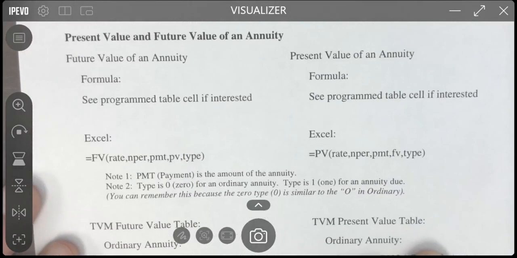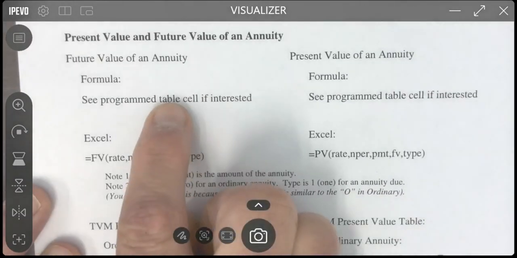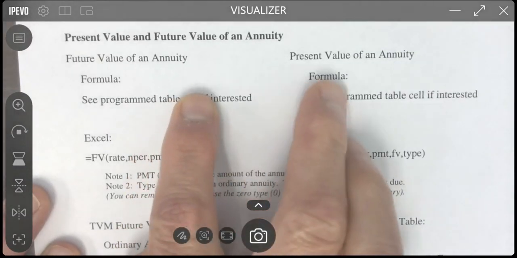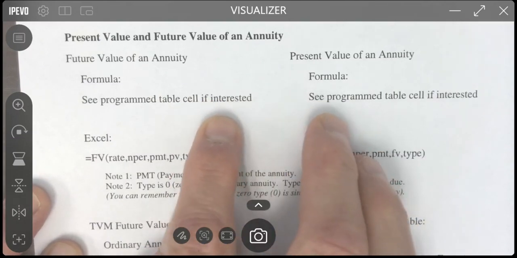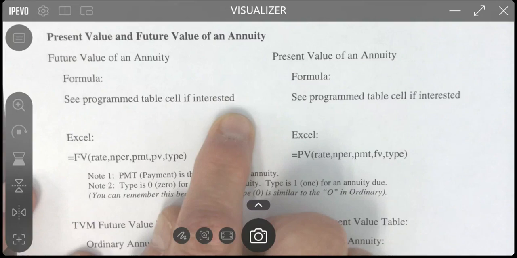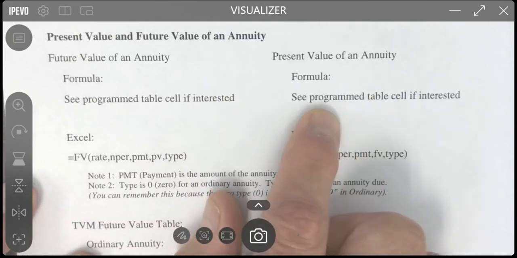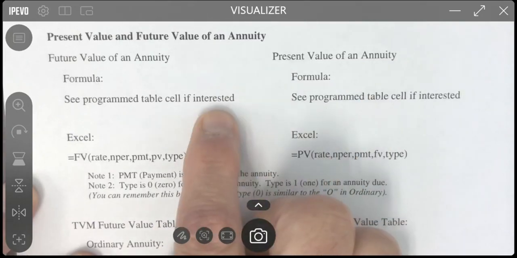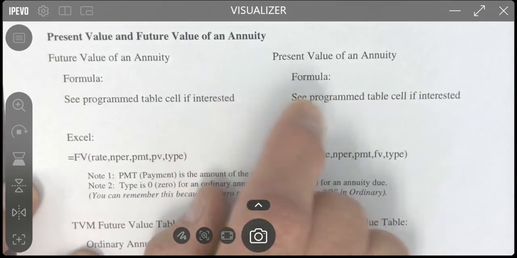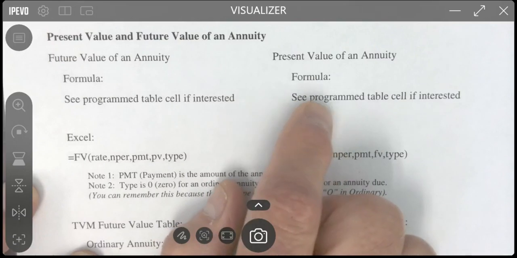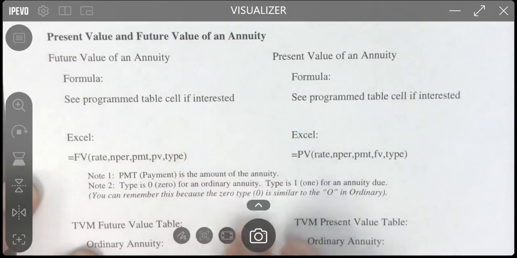And then there's the annuities. For the formulas, they're easily discernible, but I didn't put them here because they're a little complex looking. If you're interested, look into my programmed cells in the Excel file I've made available to you. And you can see the formulas. And if you're a talented algebra scholar, you'll be able to see how they work.